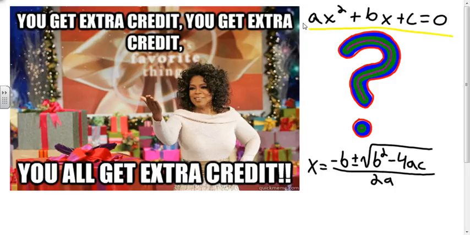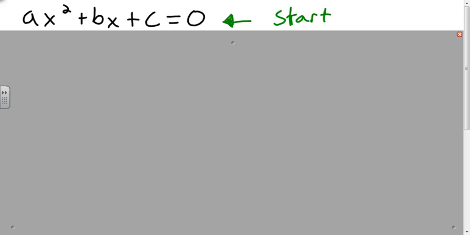we can take our basic quadratic equation, ax squared plus bx plus c equals 0, and get to, solving for x, that x equals negative b plus or minus square root of b squared minus 4ac all over 2a. And, just like Oprah normally gives it out for free, I'm going to show you exactly how to do that.